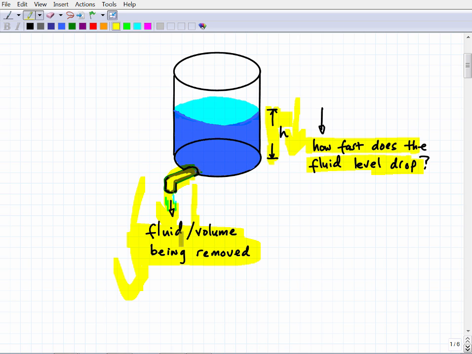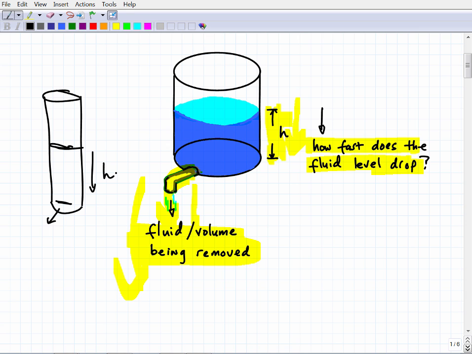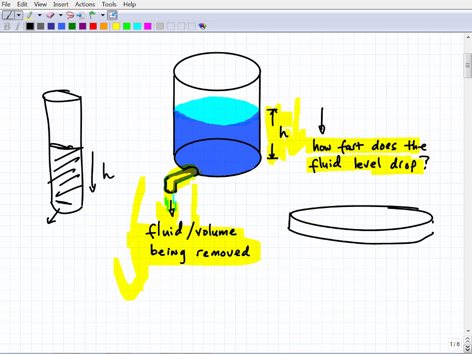Now you're saying, well, okay, we're removing volume. This is definitely going to be coming down. A lot of this would depend, obviously, on what type of cylinder, right? Is the cylinder really skinny like this? So if you had volume pumped out at a particular rate, maybe you would see the height, the fluid level, drop faster versus a big wide cylinder, right? Let's say you had a big wide cylinder like this and we're pumping out at that same rate.